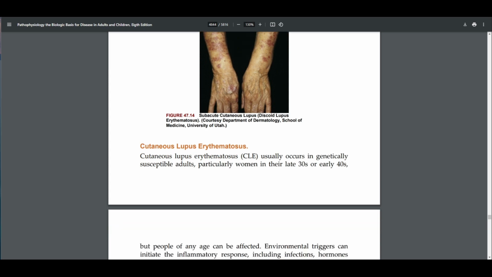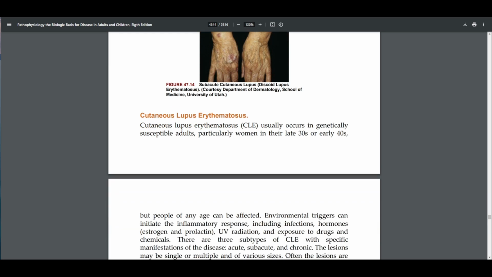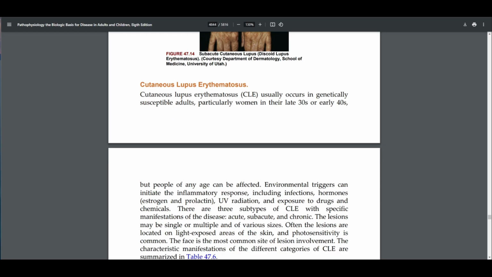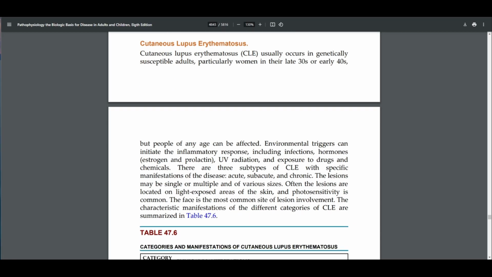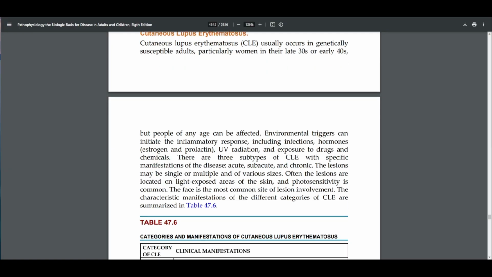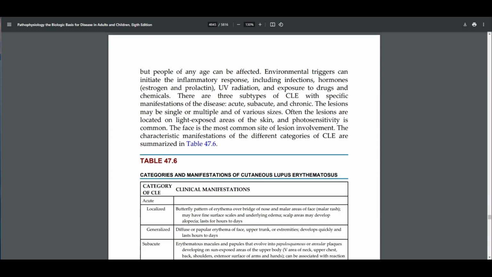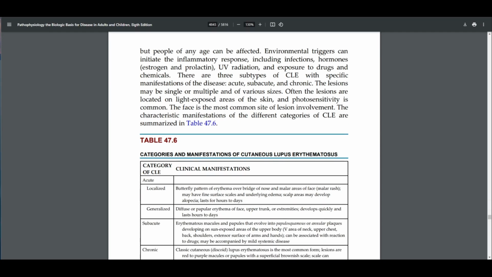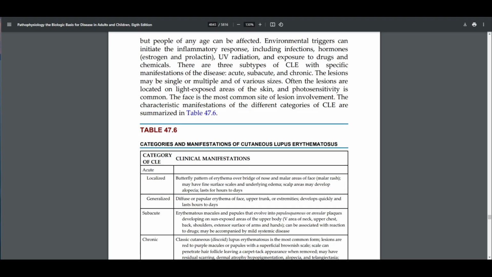Cutaneous lupus erythematosus usually occurs in genetically susceptible adults, particularly women in their late 30s and early 40s, but people of any age can be affected. Environmental triggers can initiate the inflammatory response, including infections, hormones, UV radiation, and exposure to drugs and chemicals. There are three subtypes of CLE, or cutaneous lupus, with specific manifestations of the disease: acute, subacute, and chronic.